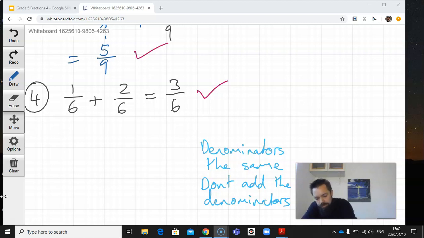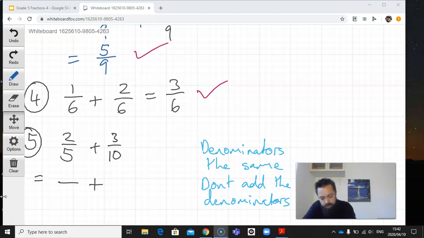Our next one. So you will do this on your own. I'll give you about a minute head start for this one, and then I'll work through it as well. So first up, you're checking the first rule. Are the denominators the same? If they're not, you need to make them the same.